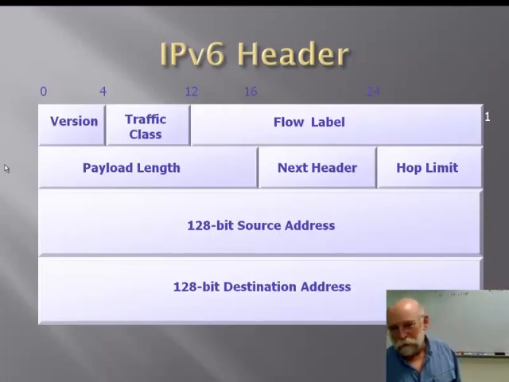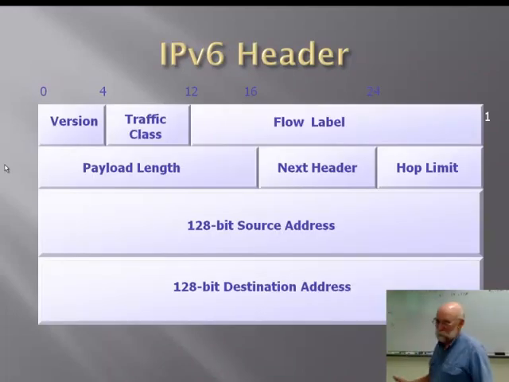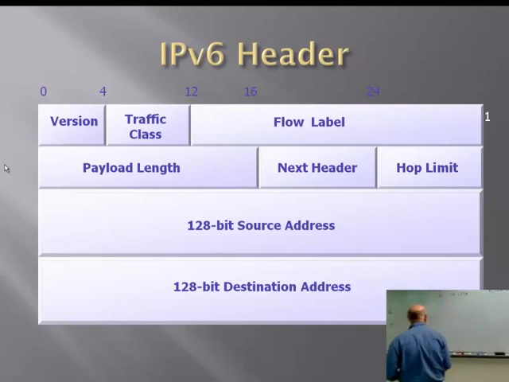Okay, that's the header of an IP version 6. It's larger, it's got more fields on it. Questions? That makes sense? So let me see if I can remember how to subnet.